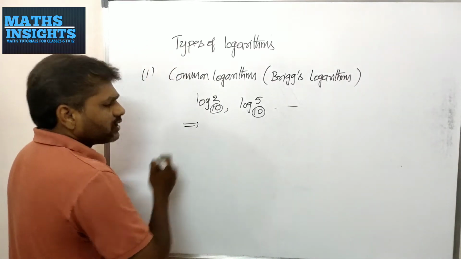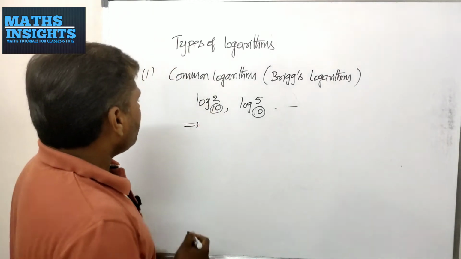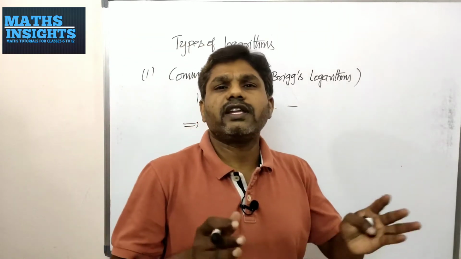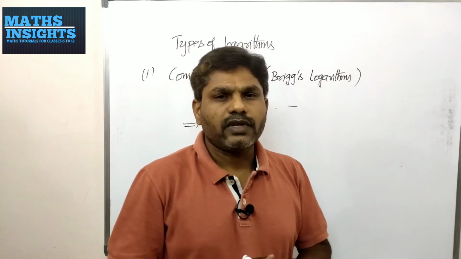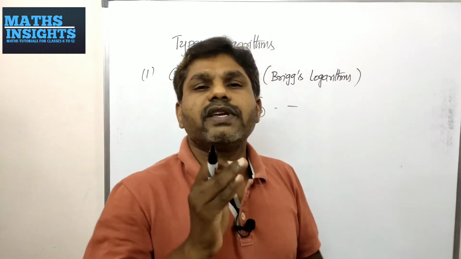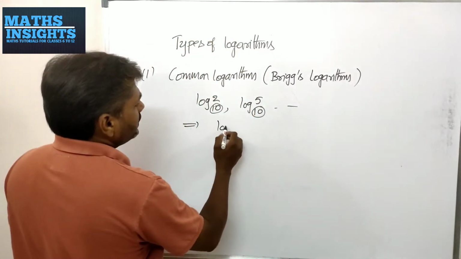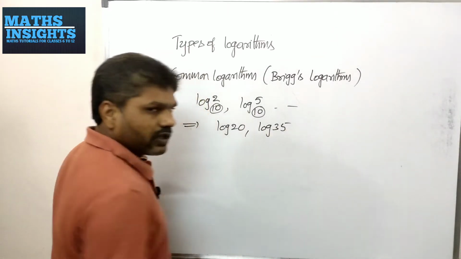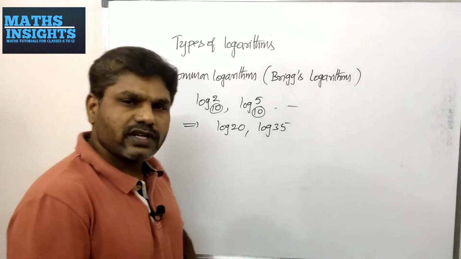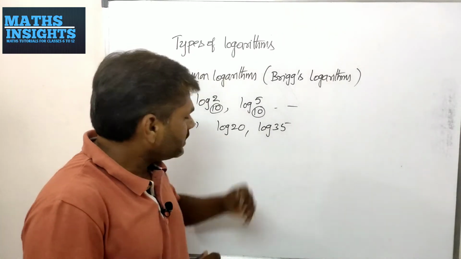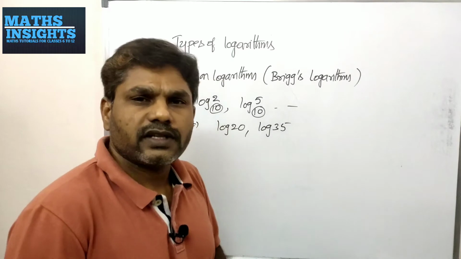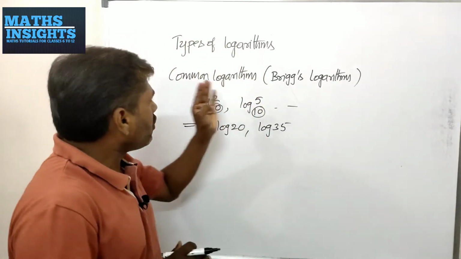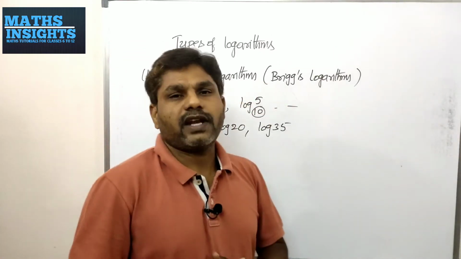In further descriptions, we will not write this base. Whenever we do not find any base for a particular logarithm, that is to be treated as base 10. When I write log 20, log 35, the base is not mentioned here. If they didn't mention any base, that should be treated as 10, that is, as common logarithm or Briggs logarithm.